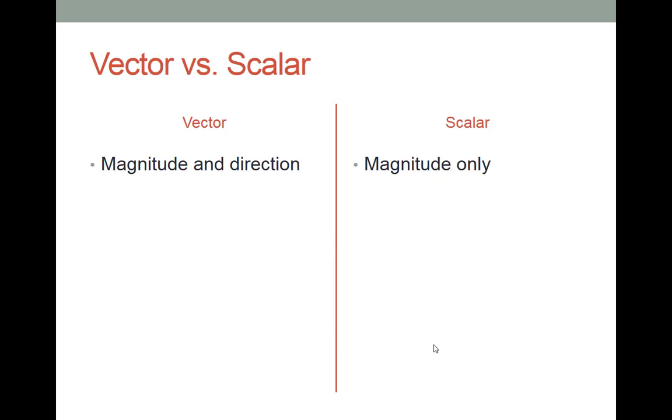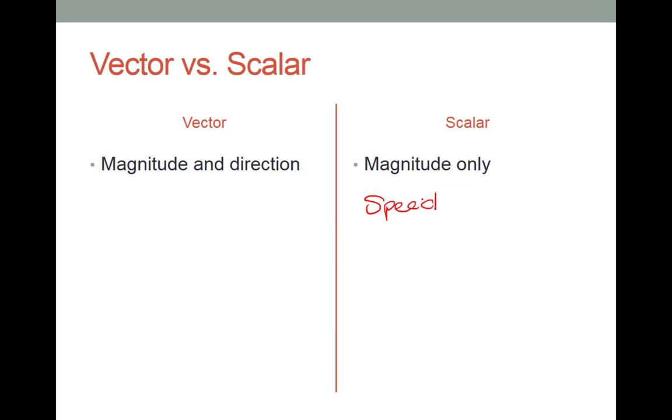Vectors and scalars both come up in physics. Vectors are something that have both a magnitude, magnitude is a fancy word for a size, and a direction, whereas a scalar only has a magnitude.